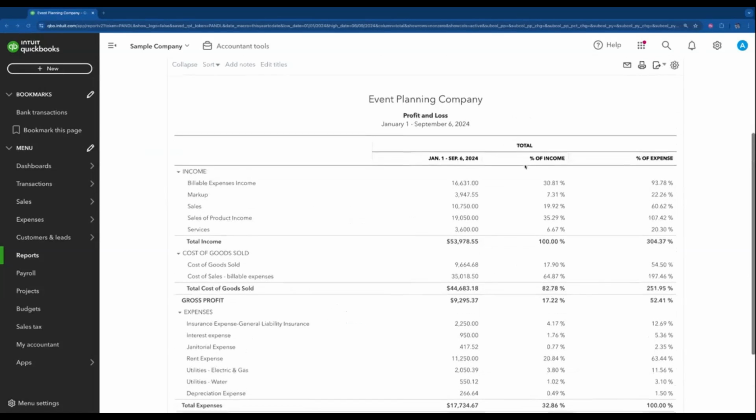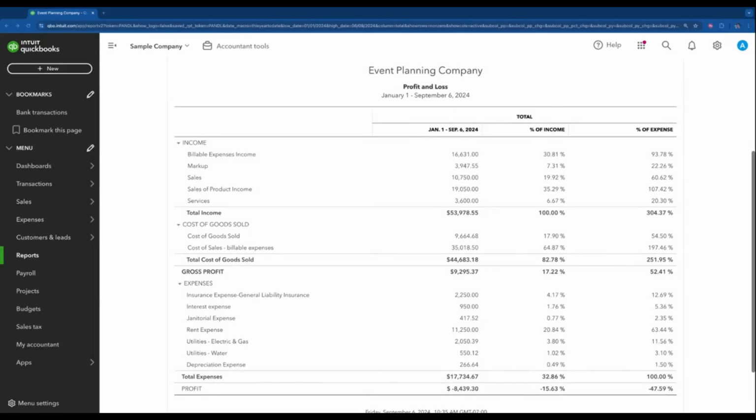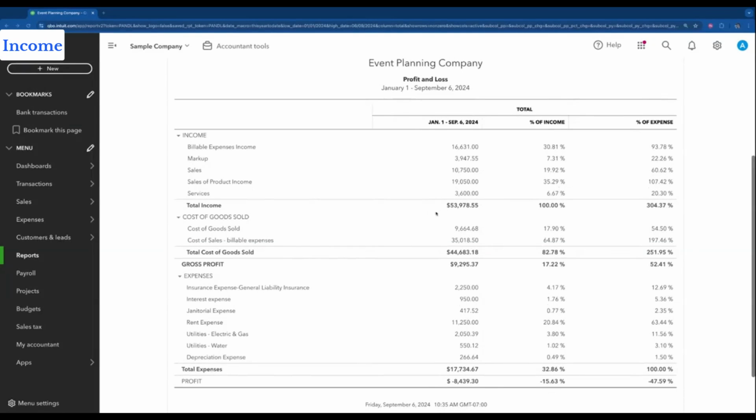This is the year to date for this sample event planning company. The company made a total of $53,978.55 so far this year. Looks like they're December year end. So year to date, that's what they've made.